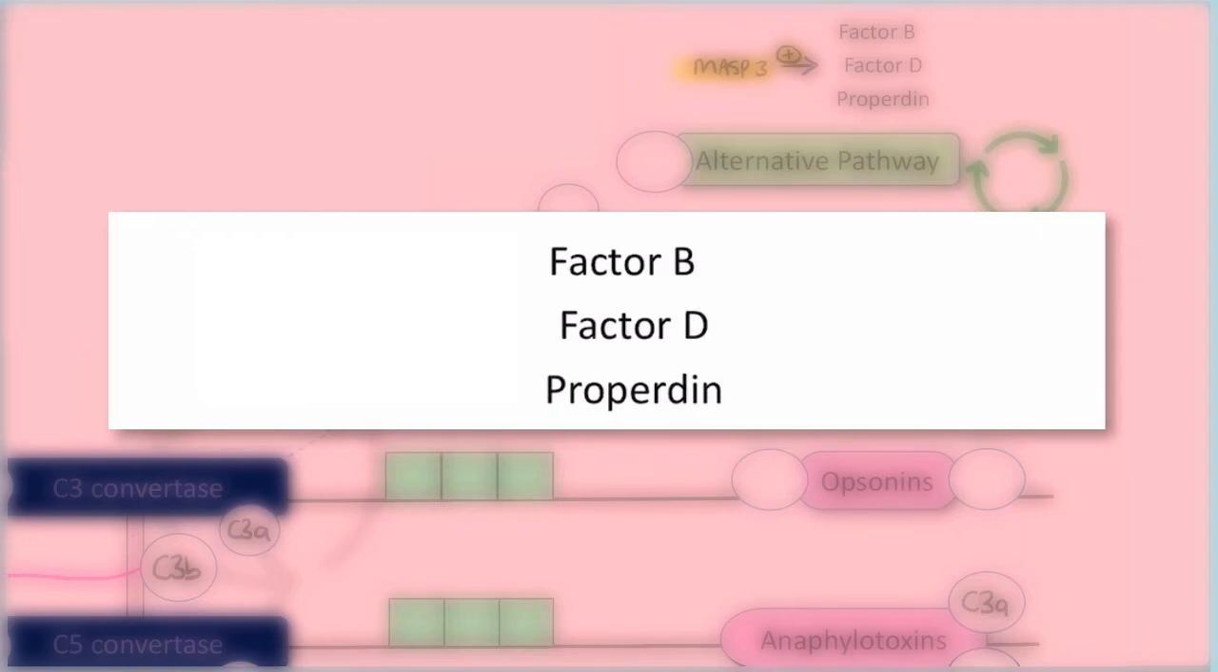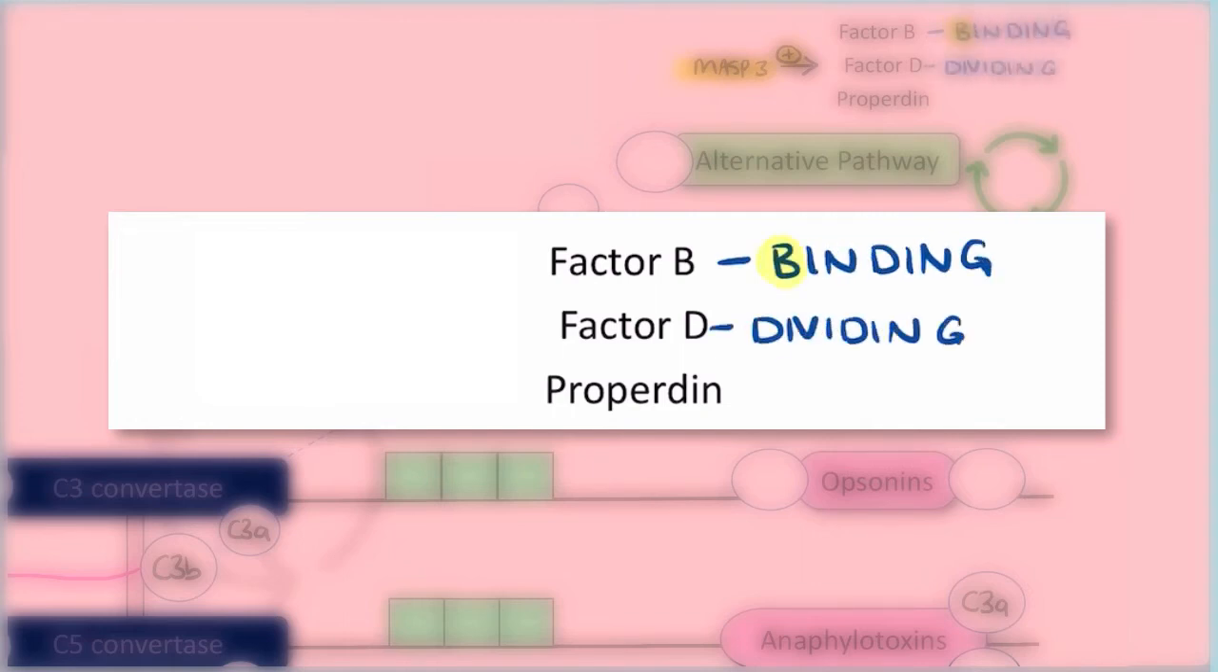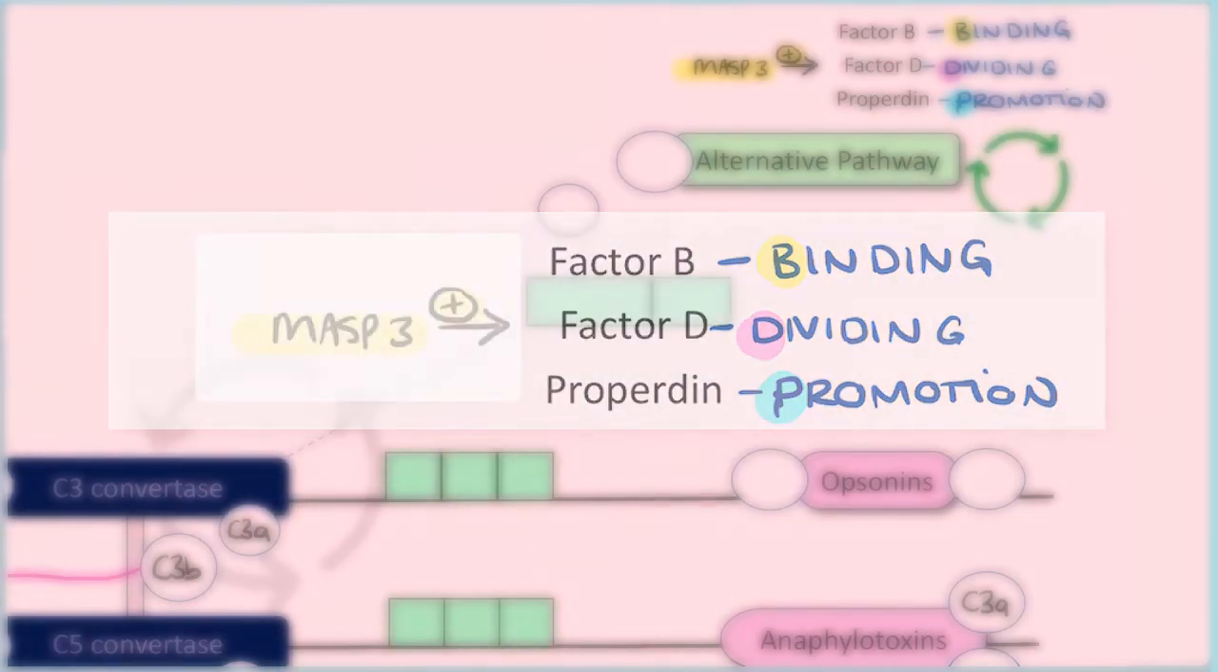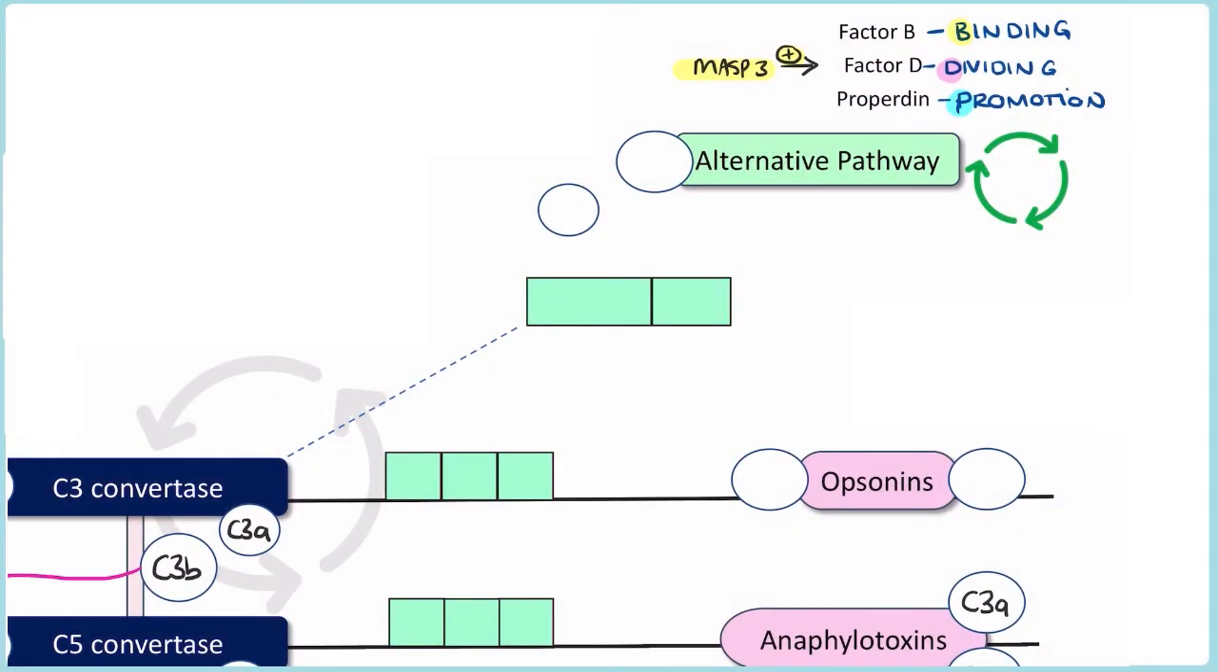And for the purpose of this tutorial, we're going to use some wordplay to help us remember what these molecules actually do. So, B is for binding, D is for dividing, and P, properdin, is for promotion. And this will make a lot more sense in a tick when we see these characters in action. But before we do that, I just wanted to highlight another unique feature of the alternative pathway that gives it particular sass and sets it apart from the other pathways.